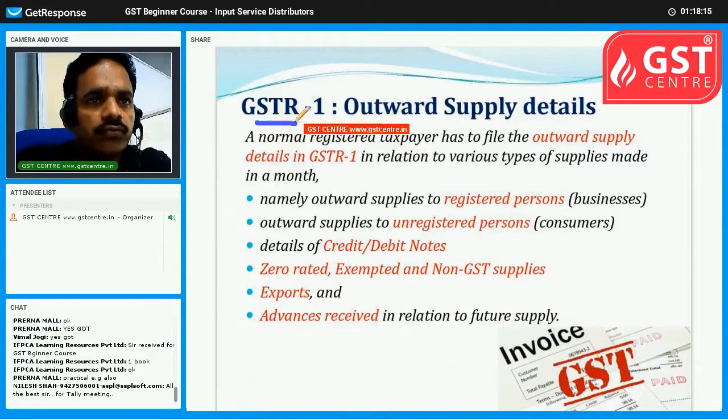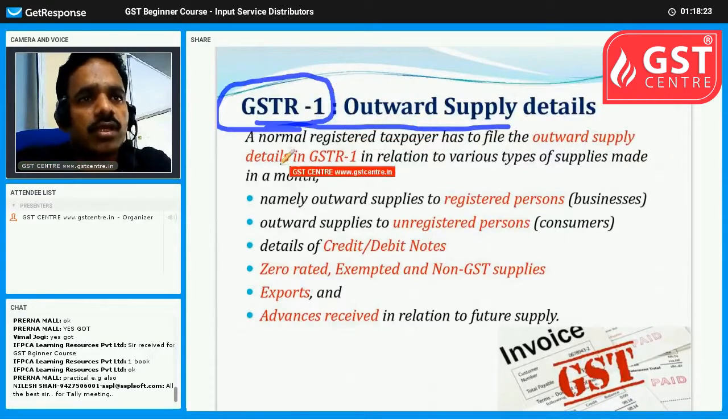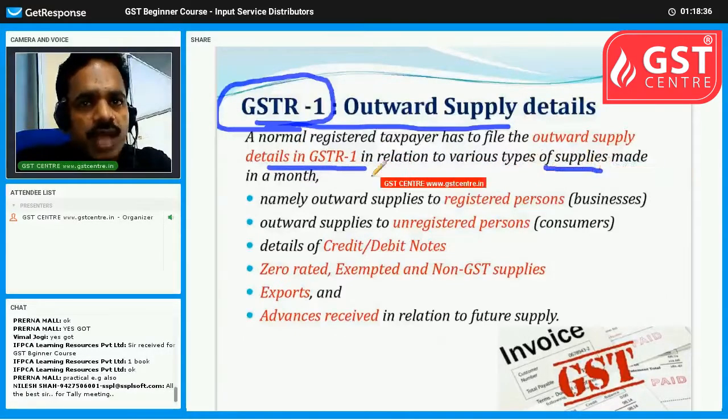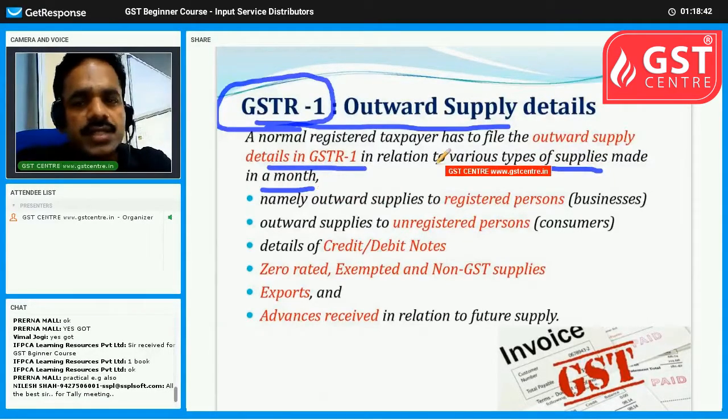What is the outward supply return? That is called GSTR 1, an important form in the GST Act. GSTR1 is for filing the outward supply details. A normal registered taxpayer has to file the outward supply details in GSTR1 in relation to various types of supplies made in a month. So it is a monthly return and it should include all sales transactions.